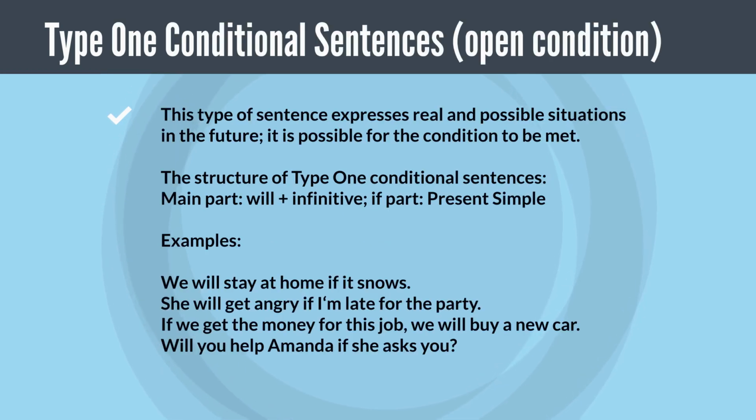Type 1 conditional sentences. Open condition. This type of sentence expresses real and possible situations in the future. It is possible for the condition to be met.